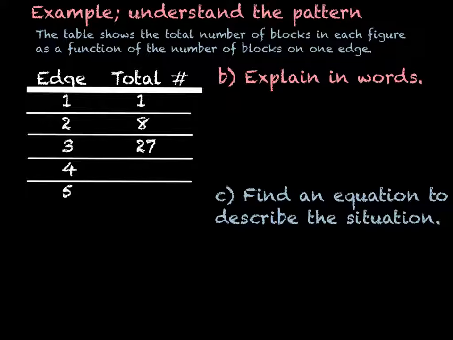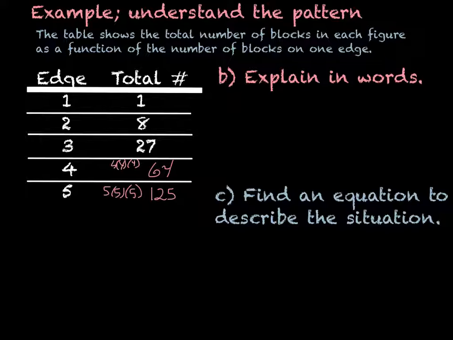If we put 4 blocks on the edge, then we're going to have 4, 4, and 4 going all the sides. So if we were to find the volume, which is essentially what we're trying to do, we'd take 4 times 4 times 4, which is 64. So we should have 64 in the fourth one, and then 5 and 5 and 5 on the next one, which would be 125. That would be the extension of the pattern.